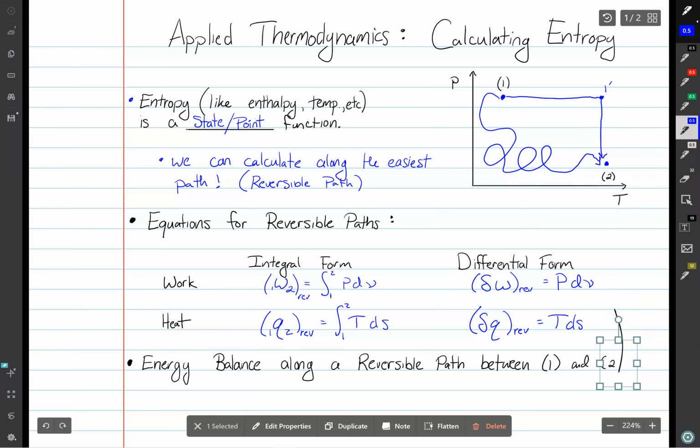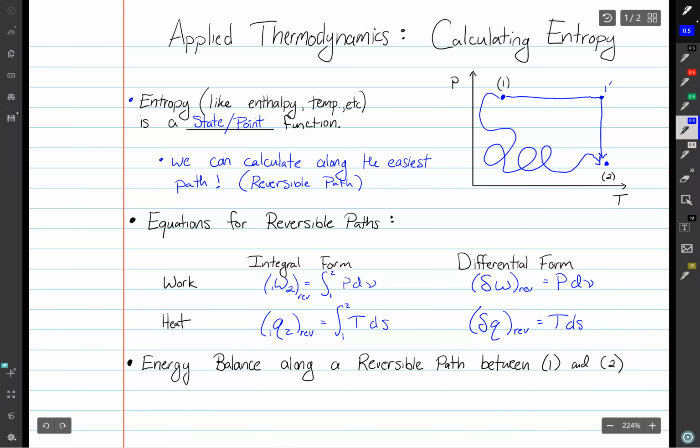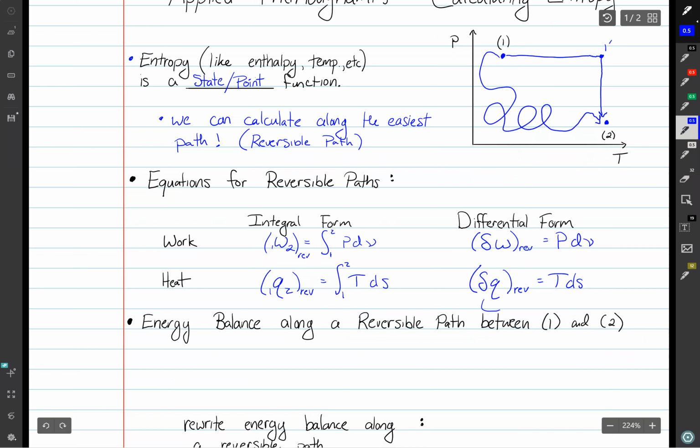I said I would make a note of what that funny looking d is. This funny looking d means a path differential, or an inexact differential. It's a mathematical way of saying that it's a path-dependent variable. Q and W, the two crazy paths I drew up there, both of them are going to change depending on which path we take. We're taking a specific path. That's why we denoted it dq reversible.